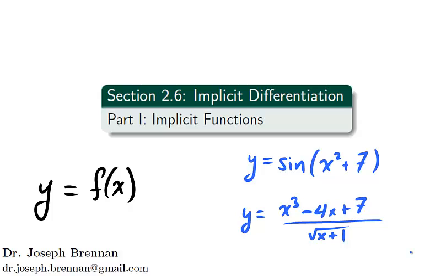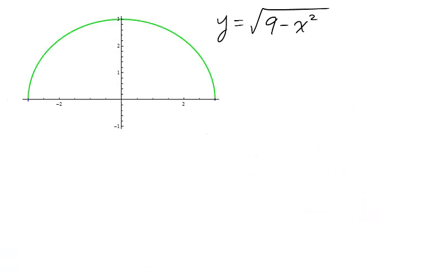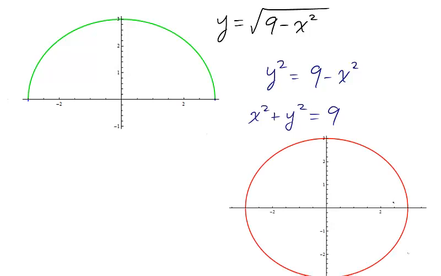The only requirement on a function is that every x value is associated to at most one y value. Take for example the equation y equals the square root of 9 minus x squared. This equation graphs the top semicircle of a circle. But how do we know this? Well, squaring both sides and moving x squared to the left-hand side, we obtain the equation of a circle. Remember, this equation fails to be a function as a circle fails the vertical line test.